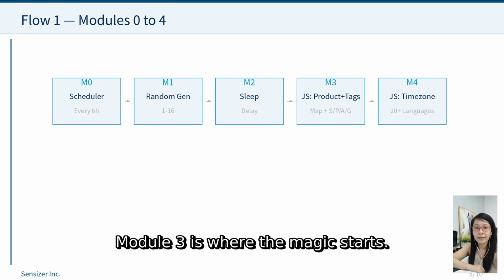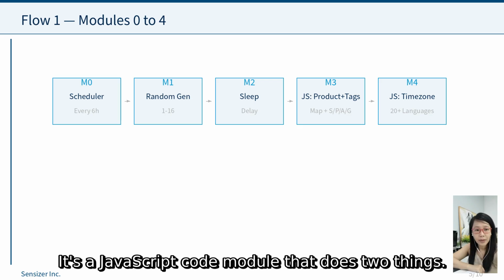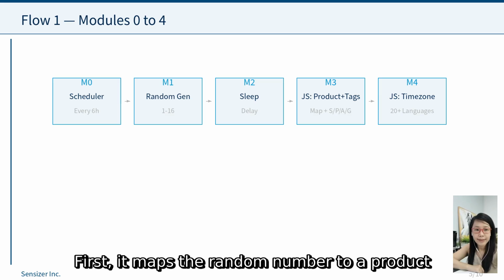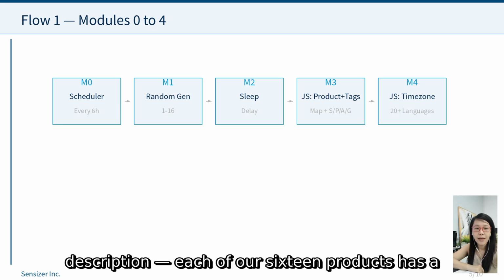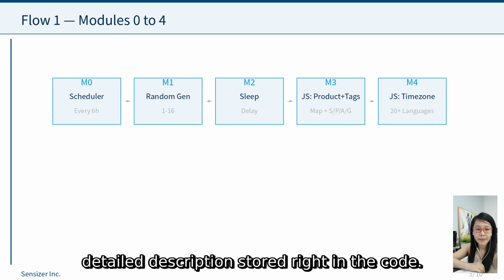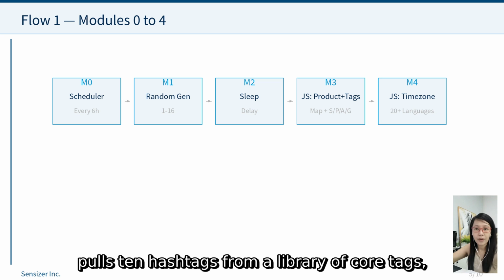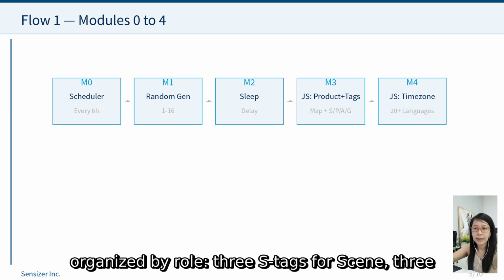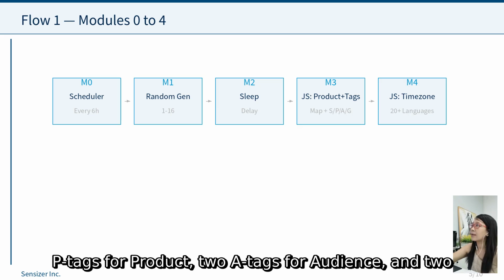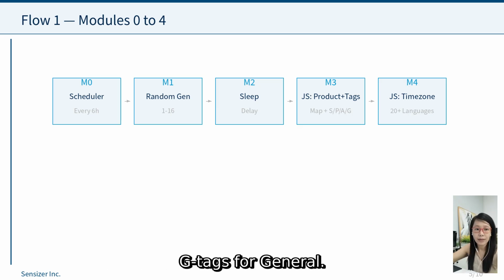Module 3 is where the magic starts. It's a JavaScript code module that does 2 things. First, it maps the random number to a product description. Each of our 16 products has a detailed description stored right in the code. Second, it runs our tag extraction algorithm that pulls 10 hashtags from a library of core tags, organized by role, 3 S tags for scene, 3 P tags for product, 2 A tags for audience, and 2 G tags for general.